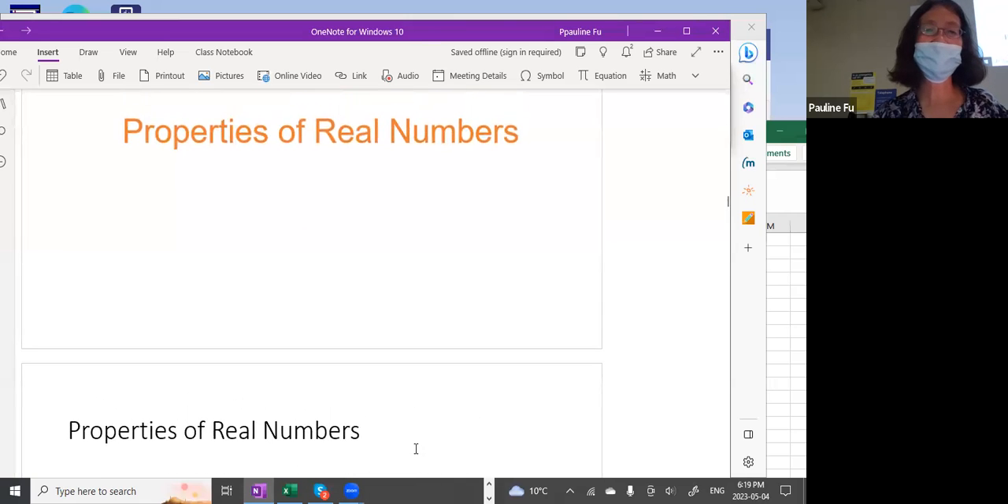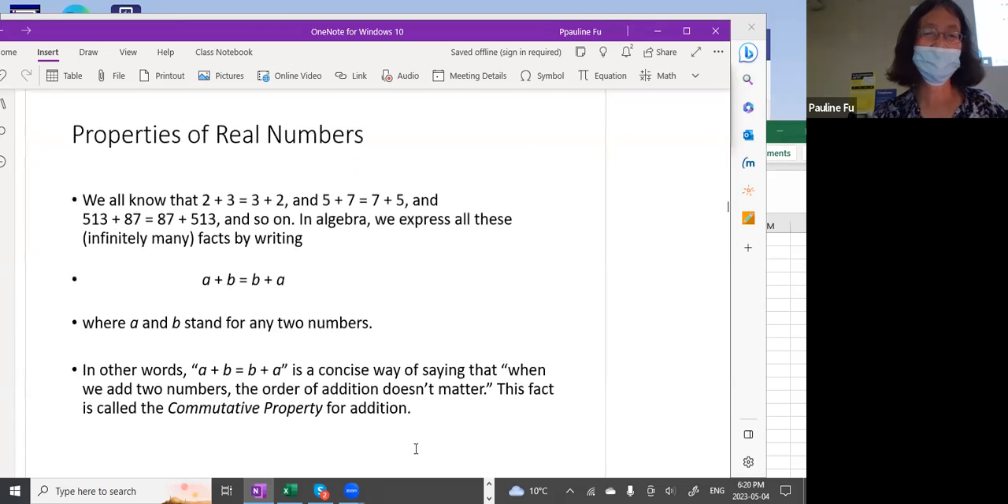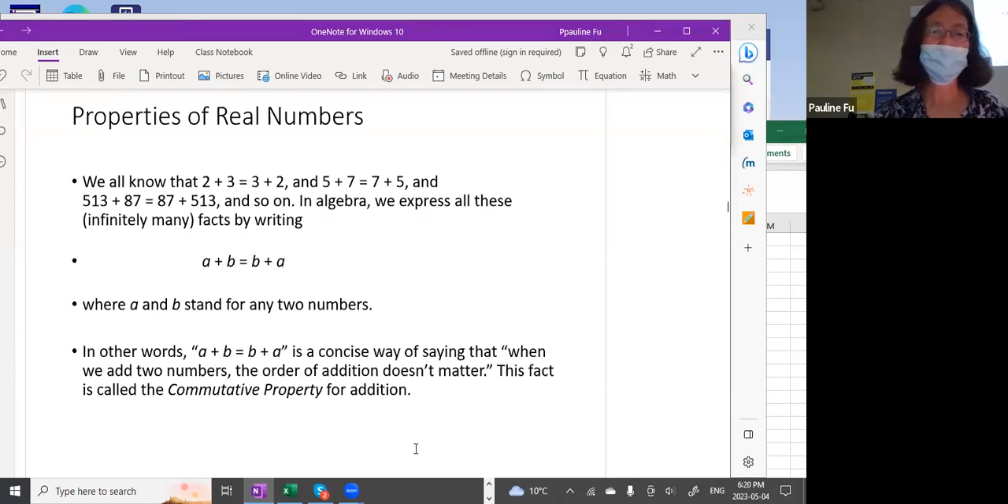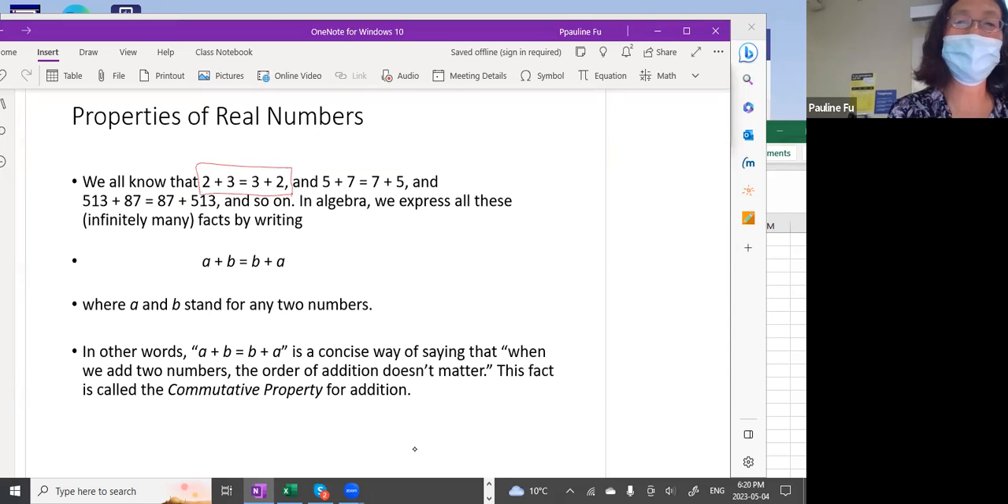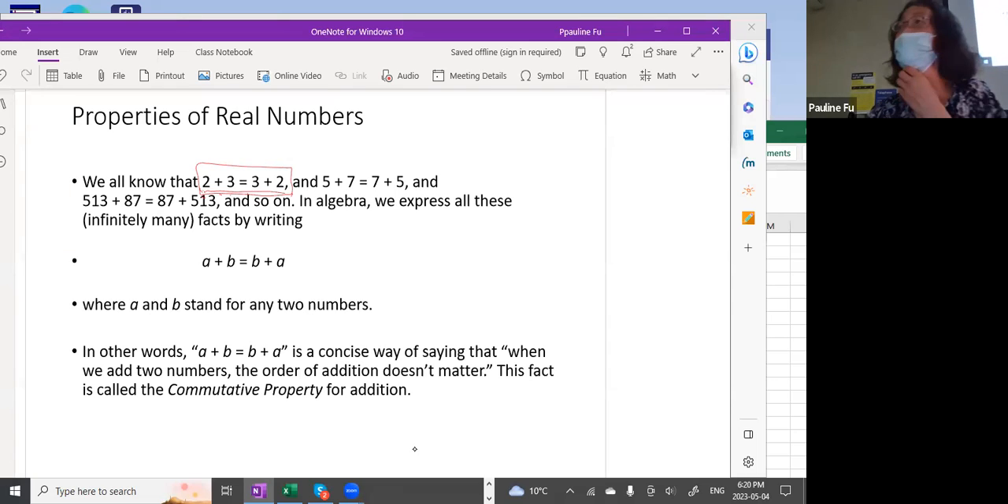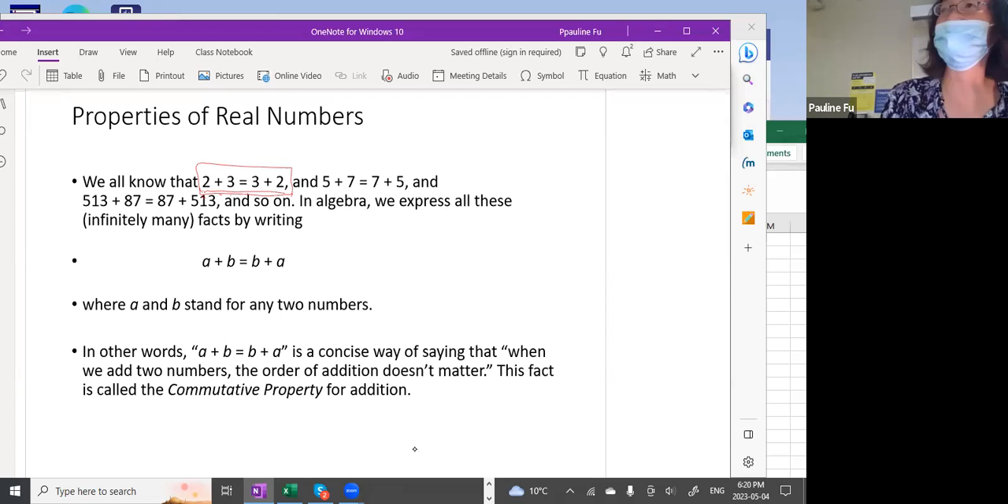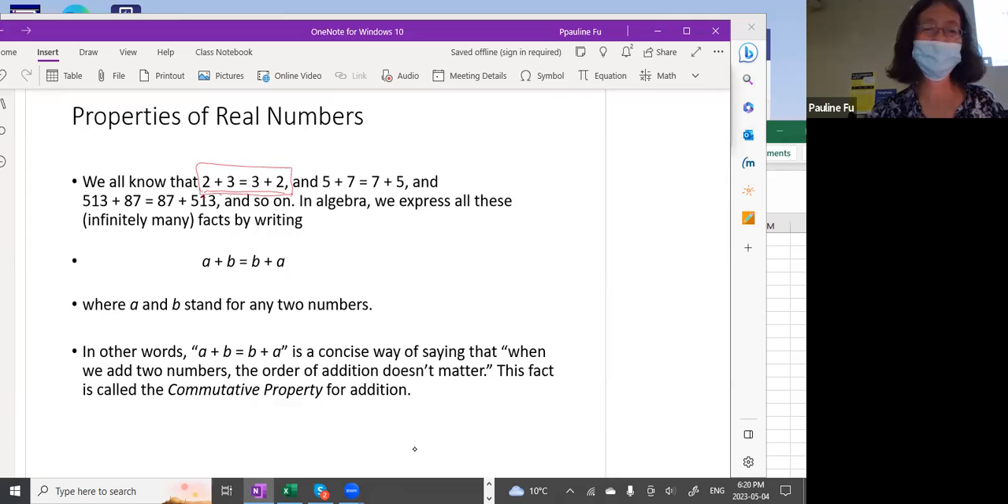There are some properties of real numbers. We already did that. We know 2 + 3 = 3 + 2. Can somebody name the name for this property? This is the question in my lab. What is the name for this property, 2 + 3 = 3 + 2? Based on what property? Excellent. Commutative for addition. Perfect. The rule is commutative for addition.